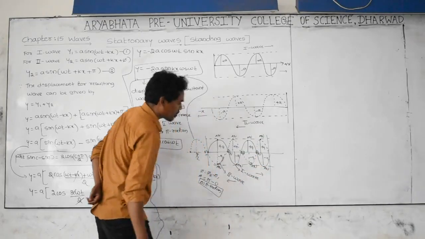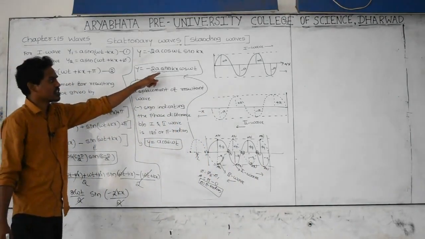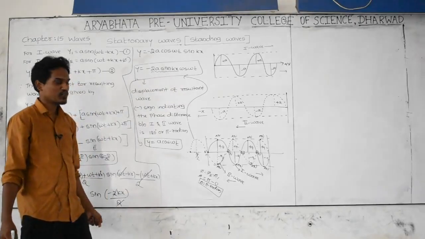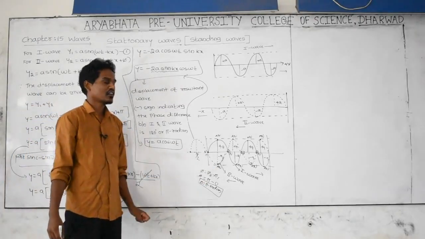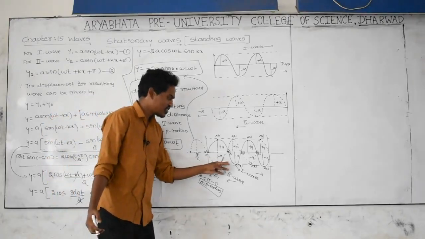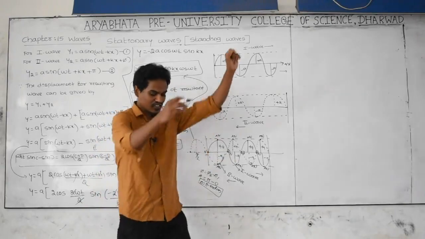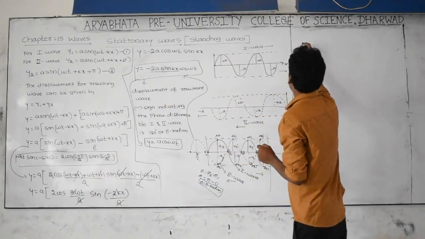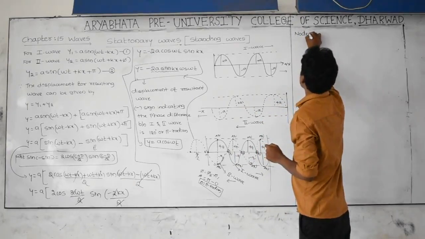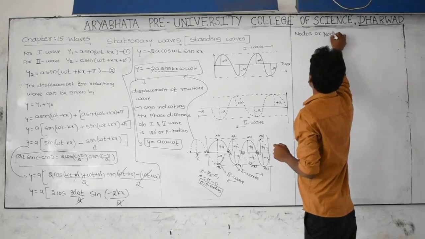We will discuss what we mean by node points and antinode points. You remember this equation, the equation for the resultant wave. By using this equation, the displacement of this stationary wave can be found. Further, in the stationary wave there are some important terms. The first term is the node point. What is a node point? Nodes, or node points.